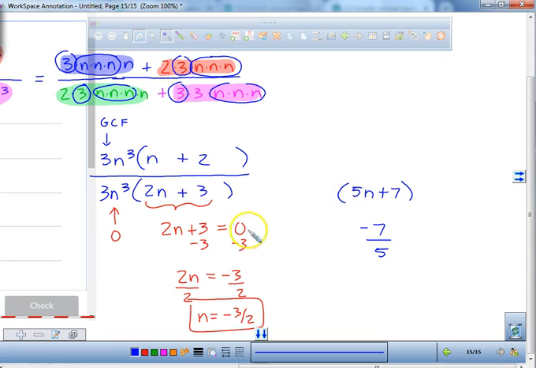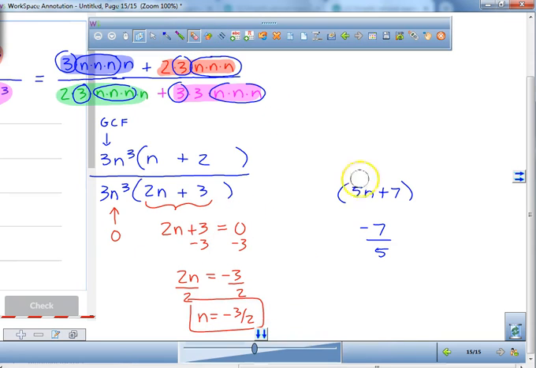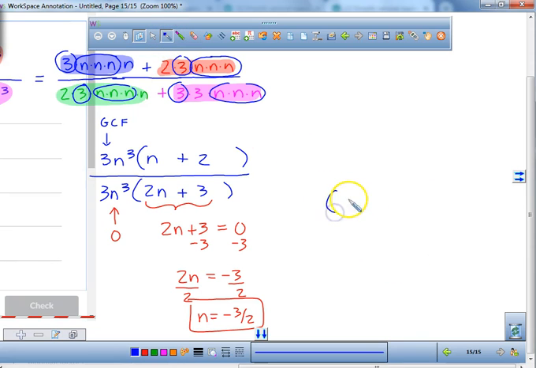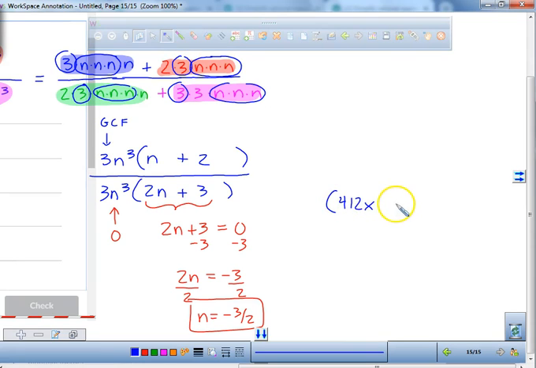Okay? Without having to do what? Solve it. So if you're wondering, what did I just do? Let's do it one more time, see if it makes sense. One more example. Give me a number, any number. 412x plus 7. The answer is going to be negative 7 over 412.